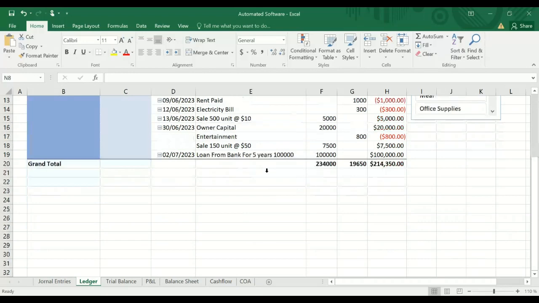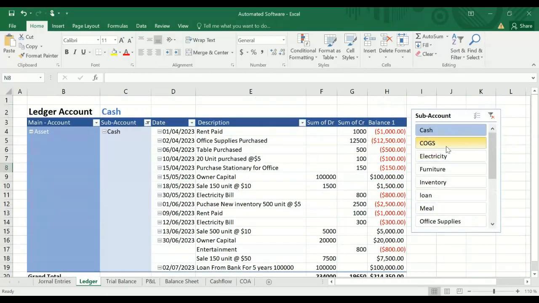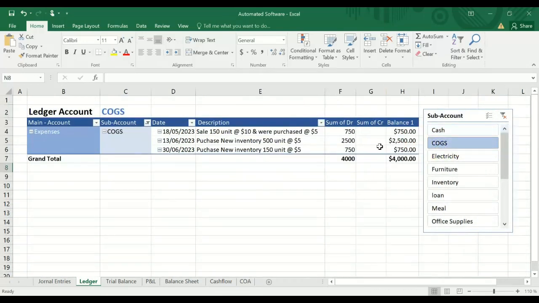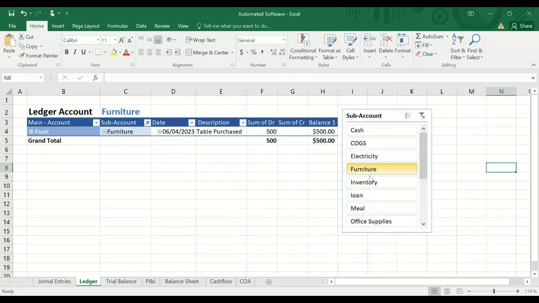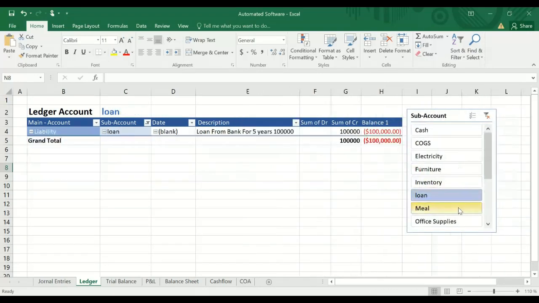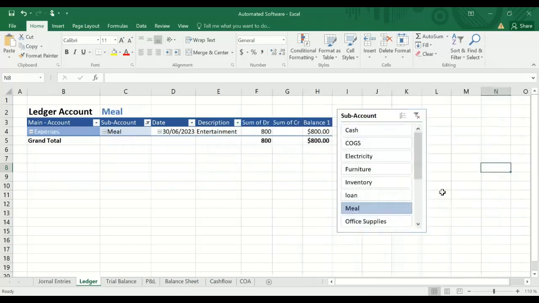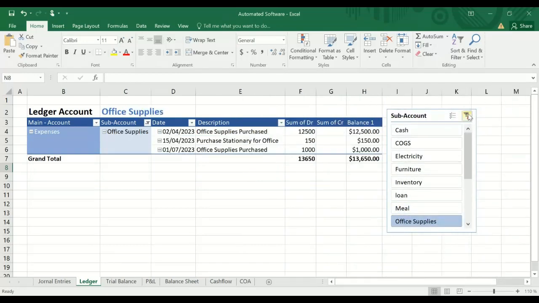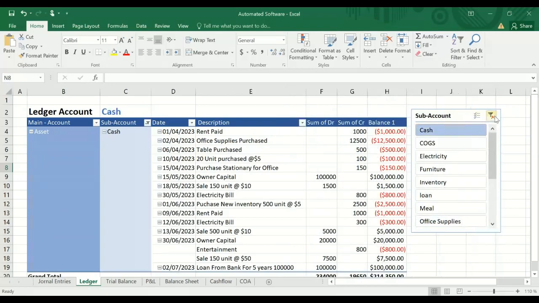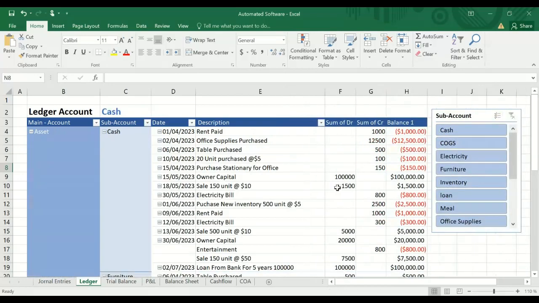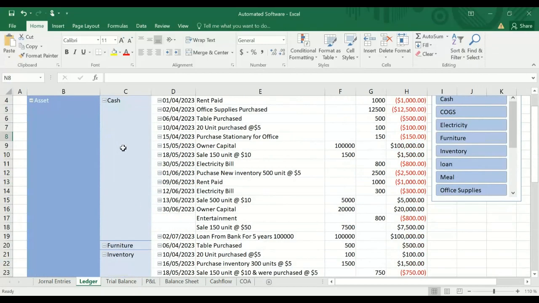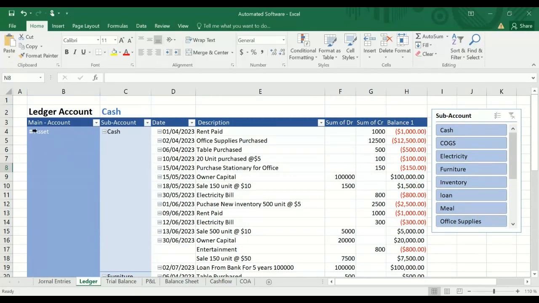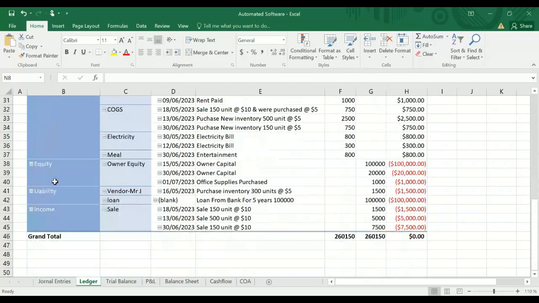Like if you want to check the cash ledger, here's the cash ledger. If you want to check the cost of goods sold, you can see it. How to check the electricity expenses, you can see all those ledgers separately, and even you can see all those ledgers in just one go. You have to just eliminate this, and you can see all those ledgers we have created. And here we have created the separate heads as well for the assets, expenses, equity, liabilities, and the income as well.